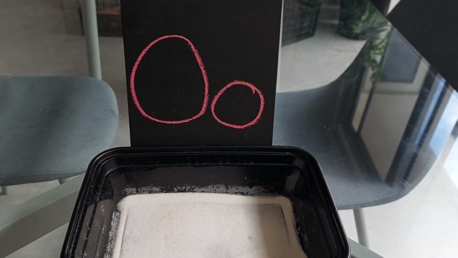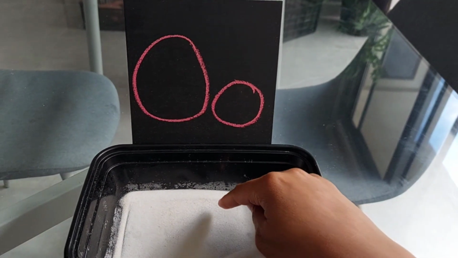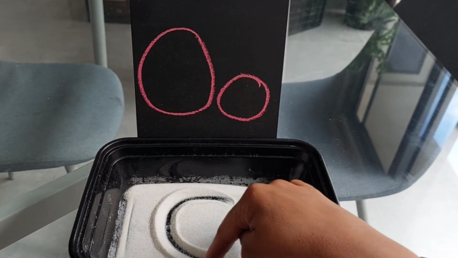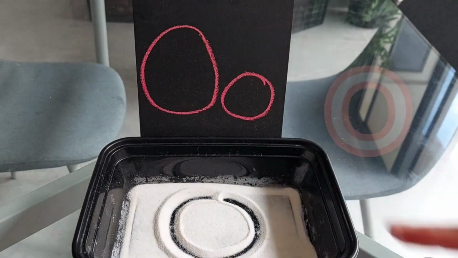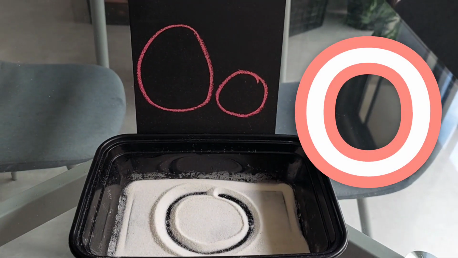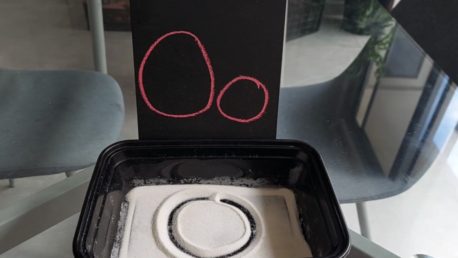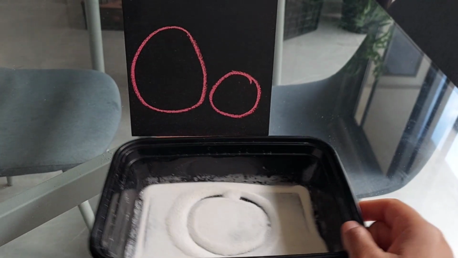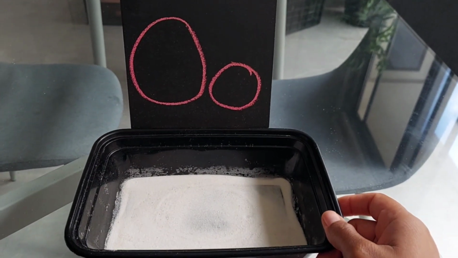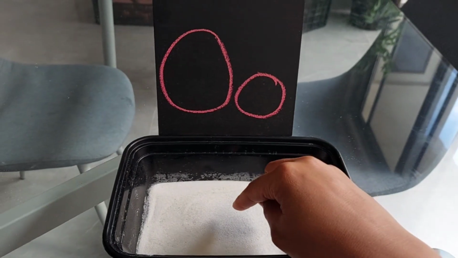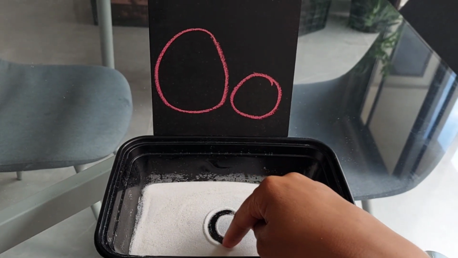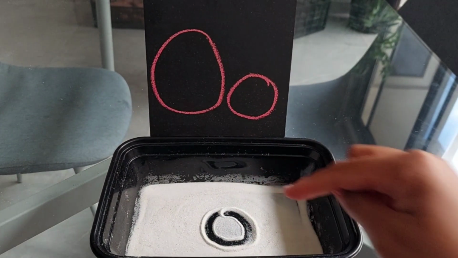Now to write the letter O, it's pretty simple, just like a circle. So we're going to go all the way around in a circle. And that's it, guys. Awesome. Now let's do it in a lowercase, okay? Now let's shake it out. Shake, shake, shake. And then we're going to start at the top and do like a little circle. And there we go.